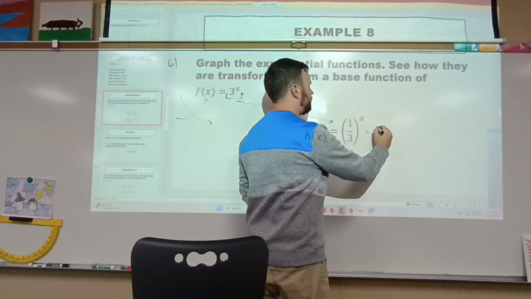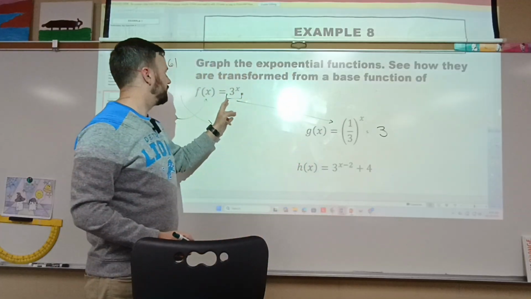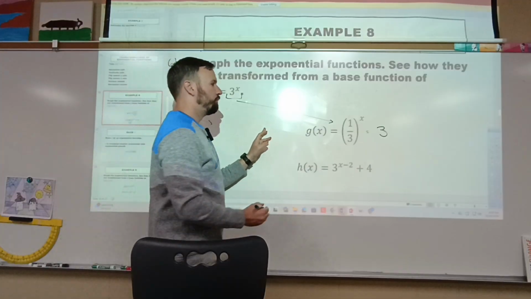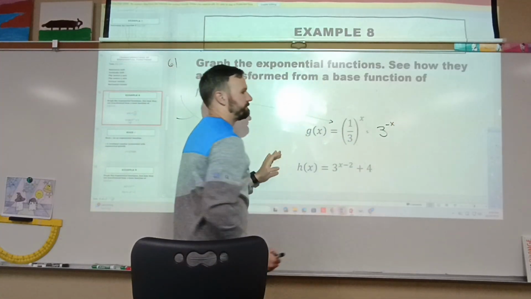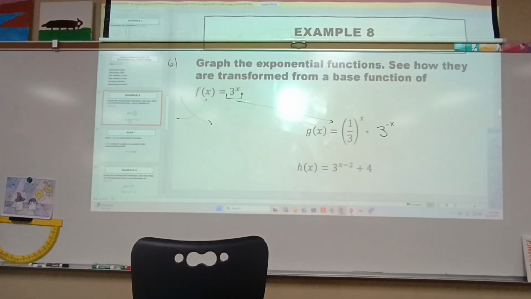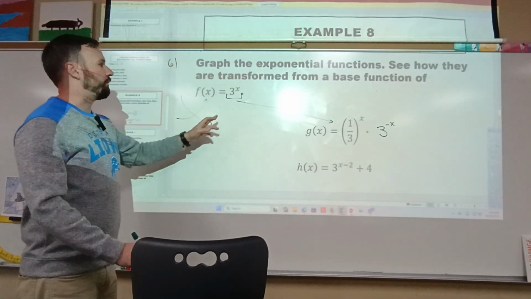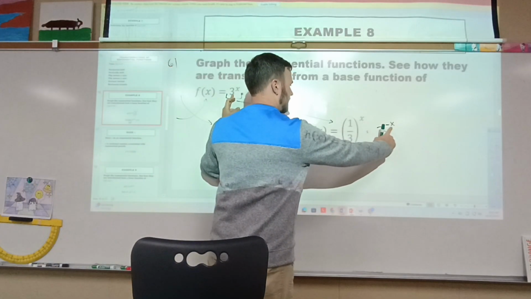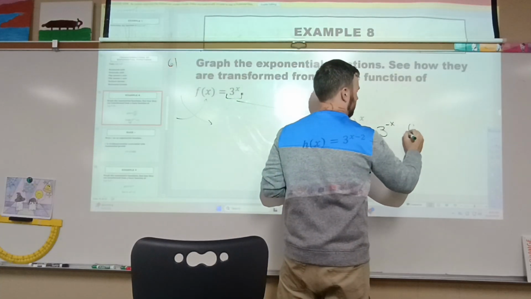Is there a way I can rewrite this with a base of 3 so it looks like that? What if I make that x a negative? Is 3 to the negative x the same thing as 1 over 3 to the x? That's why it's a flip. Notice before when I wrote down the stretches, I didn't change the b. I put a number in front of the whole equation. If your b changes, you're changing the function, or you need to look for that flip.